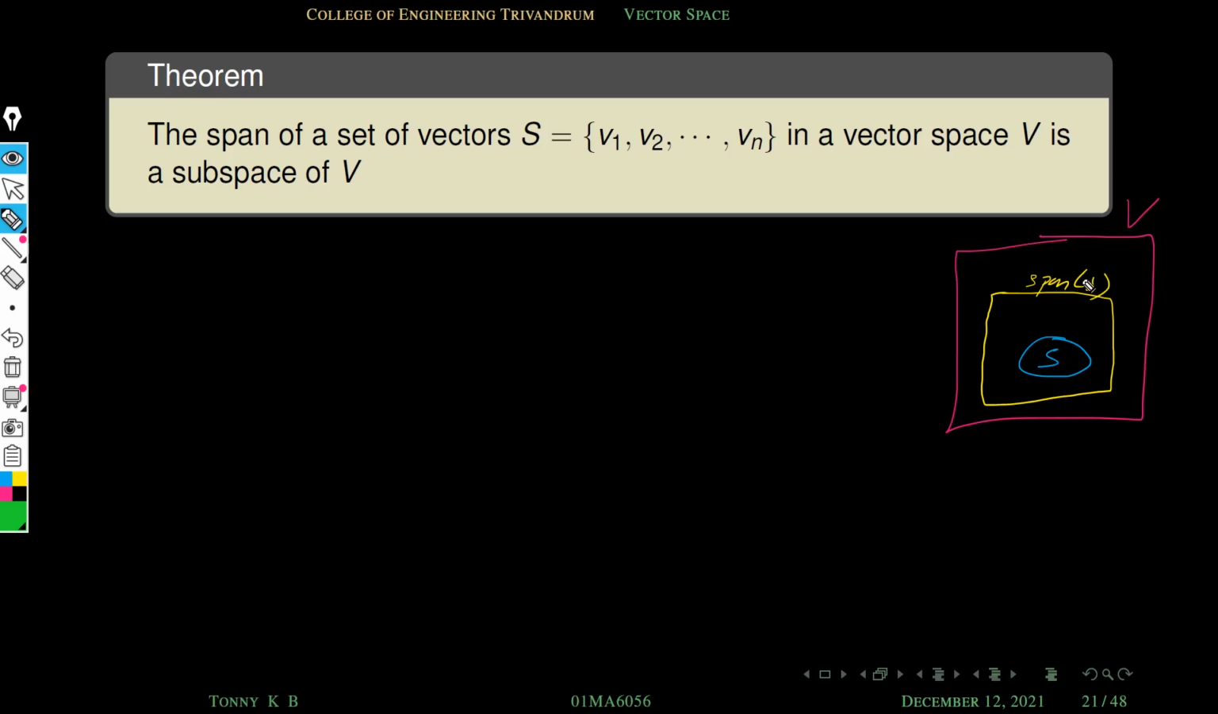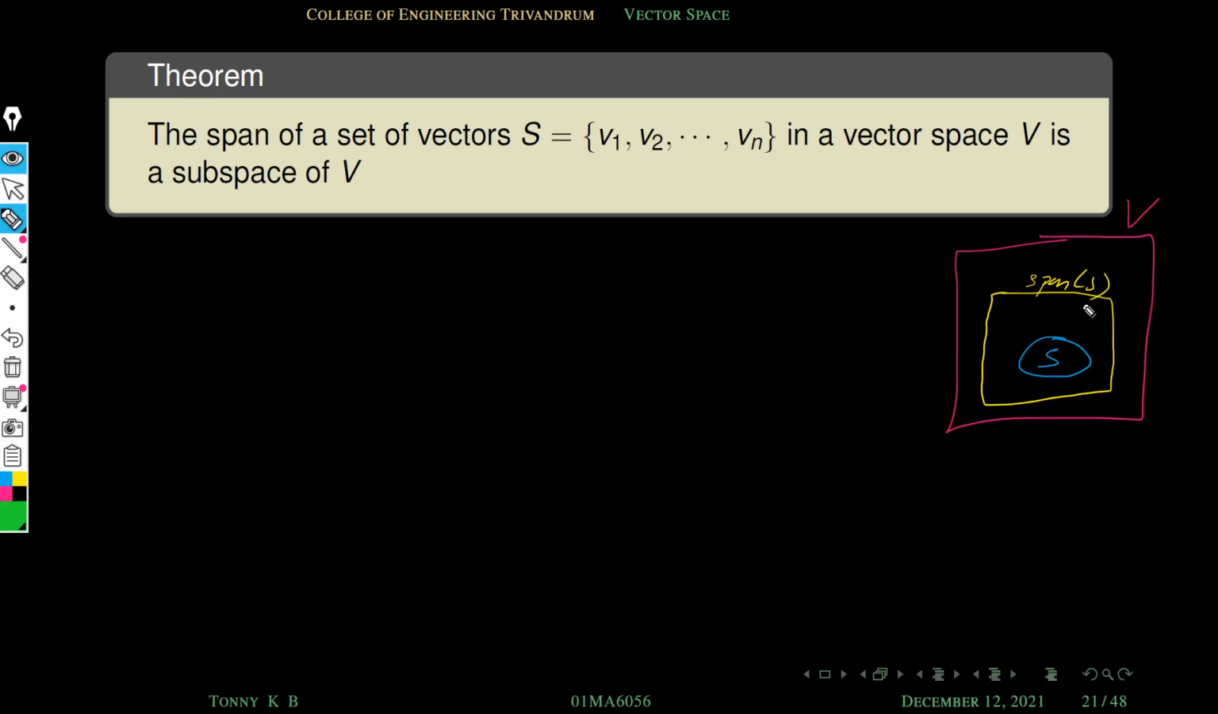Now think about the span of S. What is the span of S? It is the set of all linear combinations of members of S. It is a bigger set than S. Sometimes the span of S may be V. Whatever the span of S is, it is V or a subset of V, no problem. This big yellow set means the span of S.